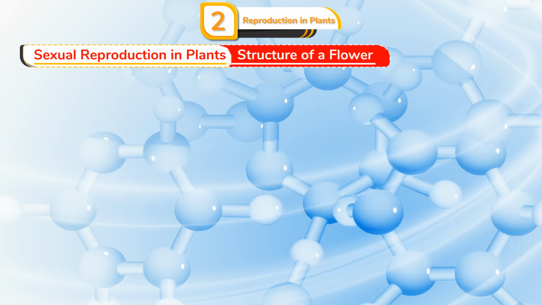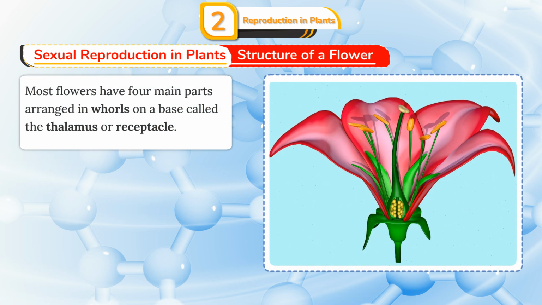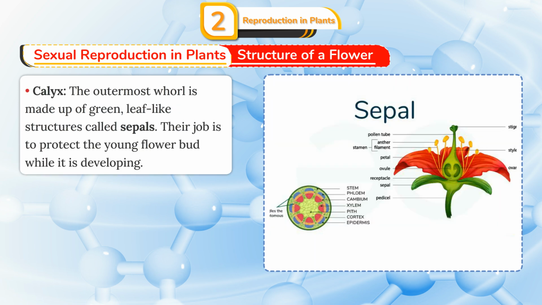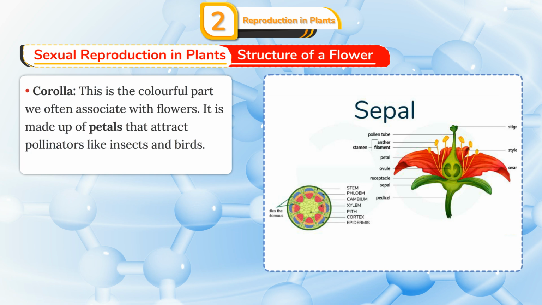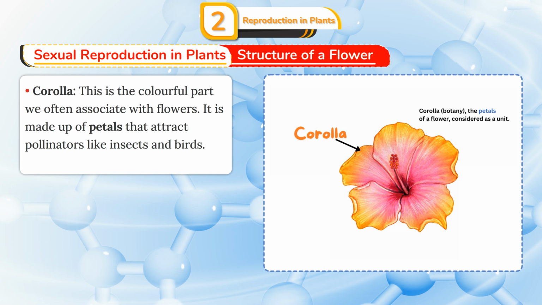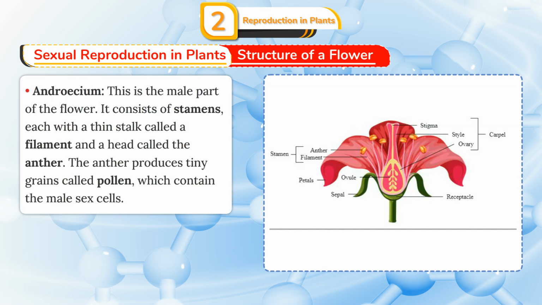Structure of a flower. Most flowers have four main parts arranged in whorls on a base called the thalamus or receptacle. Calyx, the outermost whorl, is made up of green leaf-like structures called sepals. Their job is to protect the young flower bud while it is developing. Corolla, this is the colorful part we often associate with flowers. It is made up of petals that attract pollinators like insects and birds.